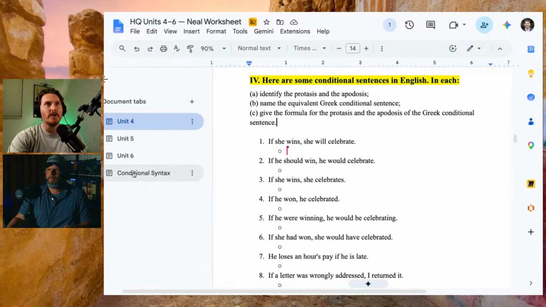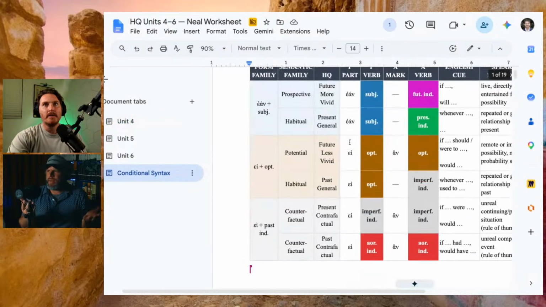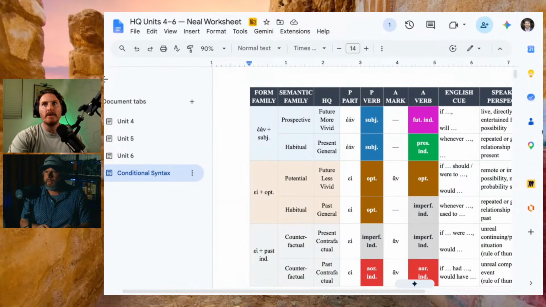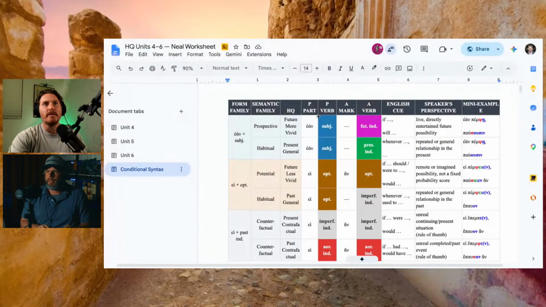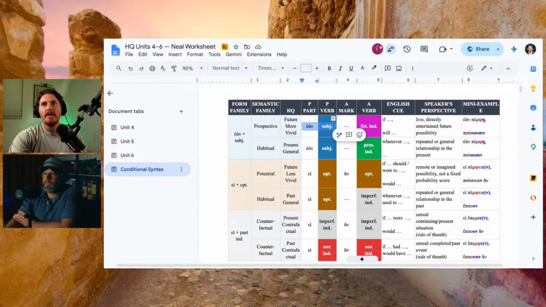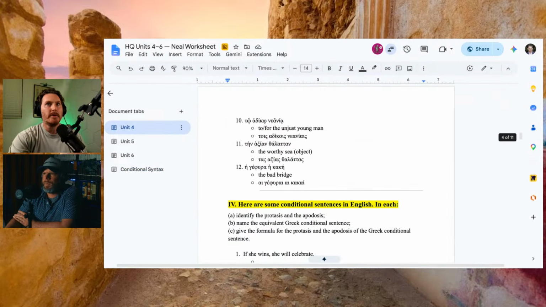And just real quick, so we can see. Do we have to write anything? You don't. Well, let's blow through this pretty quickly. I don't think you need to write anything, we can just answer. But you can see that future more vivid is just ean subjunctive plus future indicative. So that's what we were looking at.